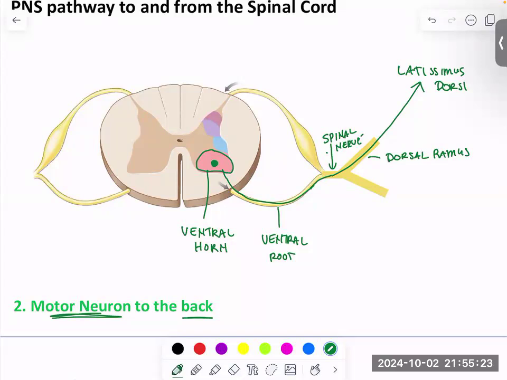We learned those muscles, right? Biceps brachii, latissimus dorsi. Those are two different pathways of motor neurons, either going to the front of the body or the back of the body. Now we're going to do sensory.